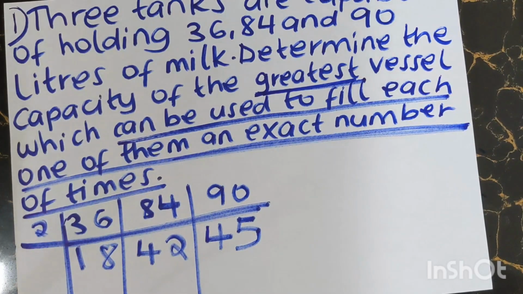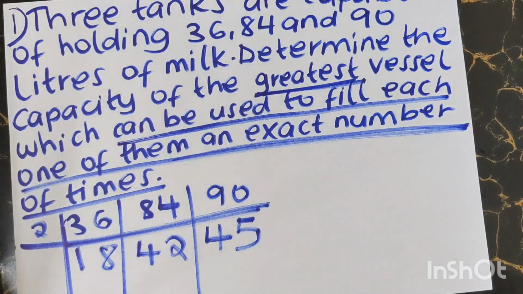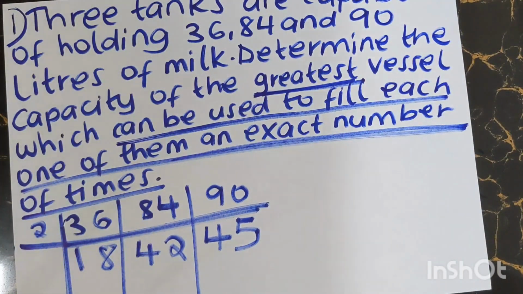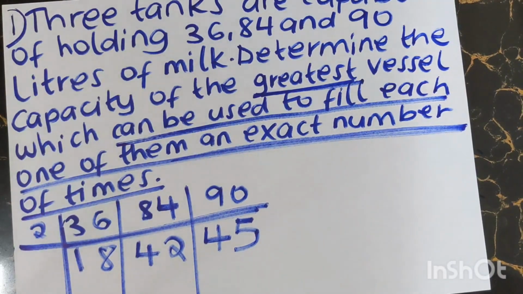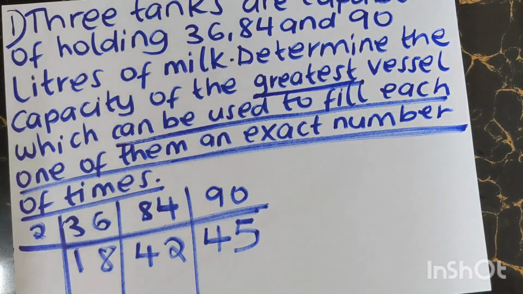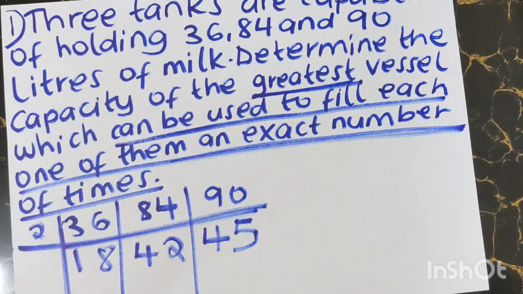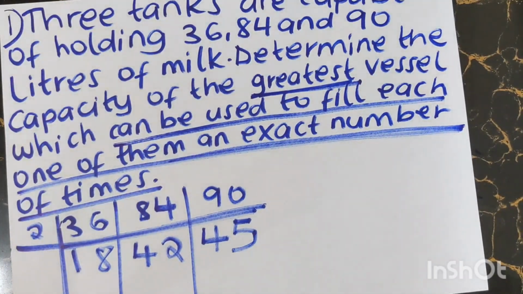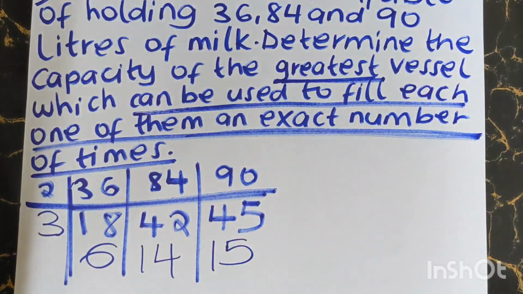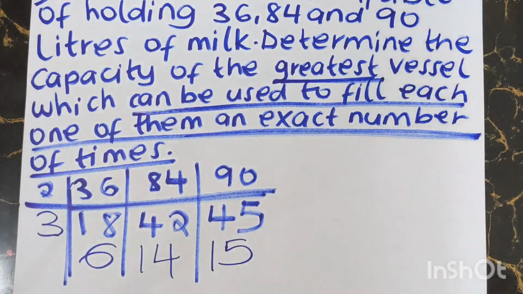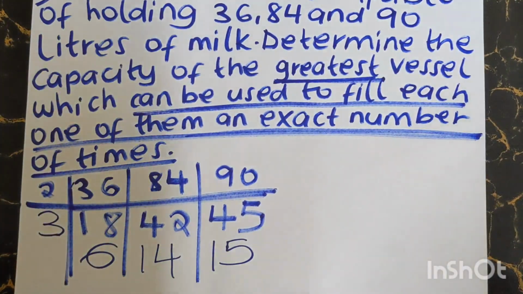The next prime number is 3. Are these numbers divisible by 3? Yes, they are all divisible by 3, so we can divide all of them by 3. By the way, I'll leave the playlist on the divisibility test in the description box below so that we are all on the same page. 18 divided by 3 is 6, 42 divided by 3 is 14, and 45 divided by 3 is 15. Is there a common number that can divide 6, 14, and 15 without leaving a remainder? Absolutely not. So the GCD is 2 times 3, which is 6 liters.